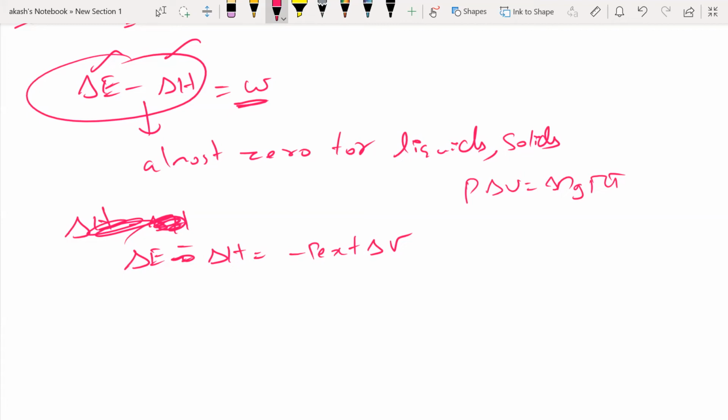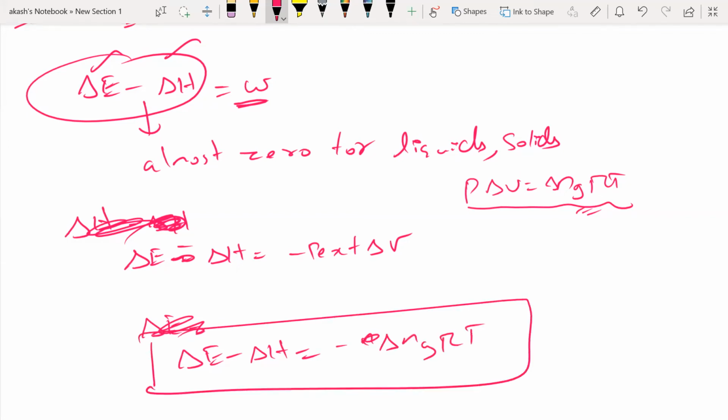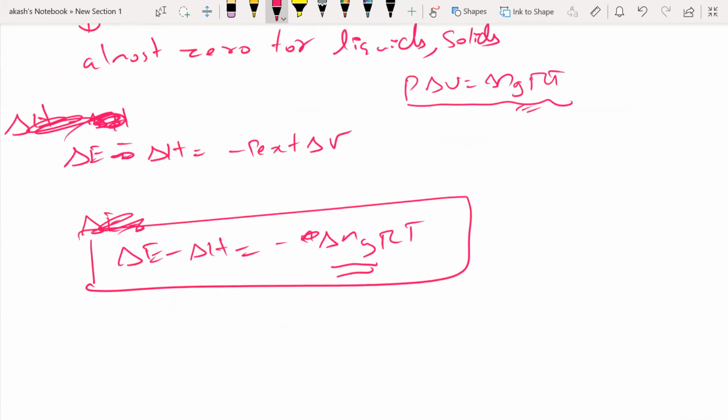Right. So now we have already derived this relationship, that P delta V is equal to delta Ng RT. So now I can substitute it here. Delta E minus delta H is equal to minus delta Ng into RT. This is the relationship, and I already know what delta Ng means.